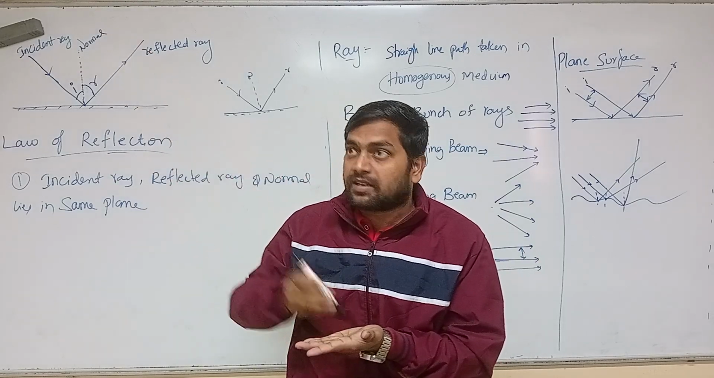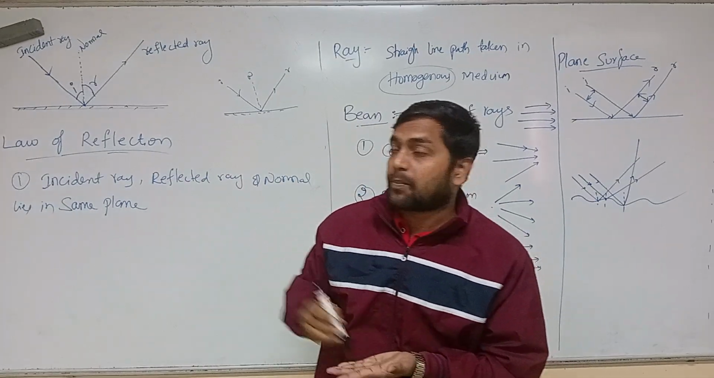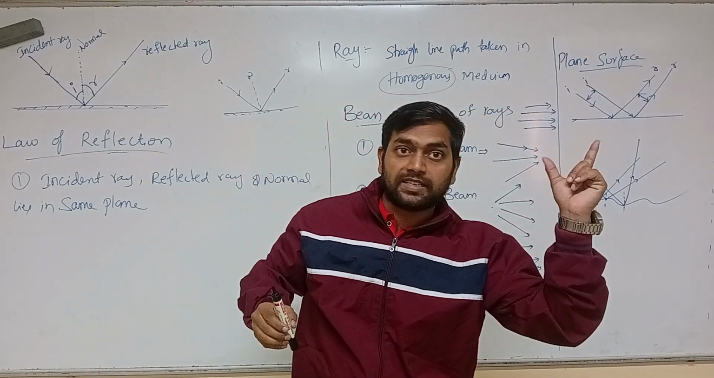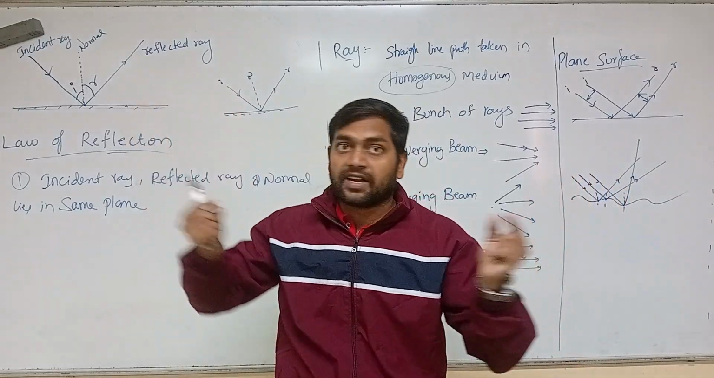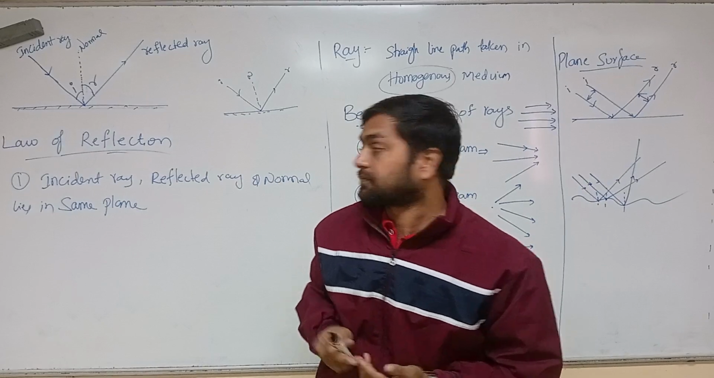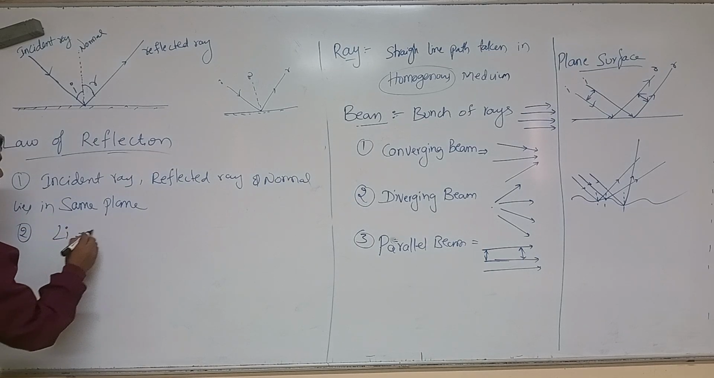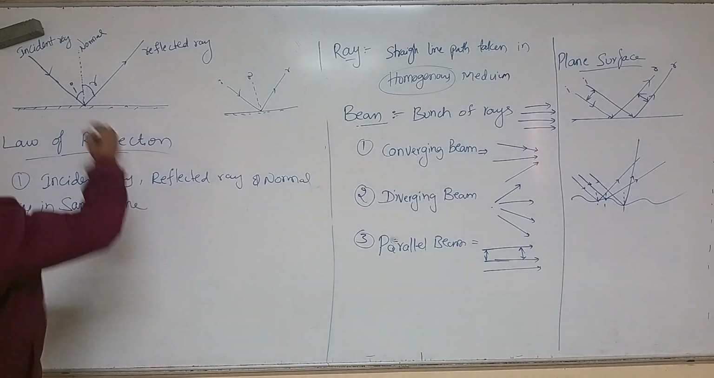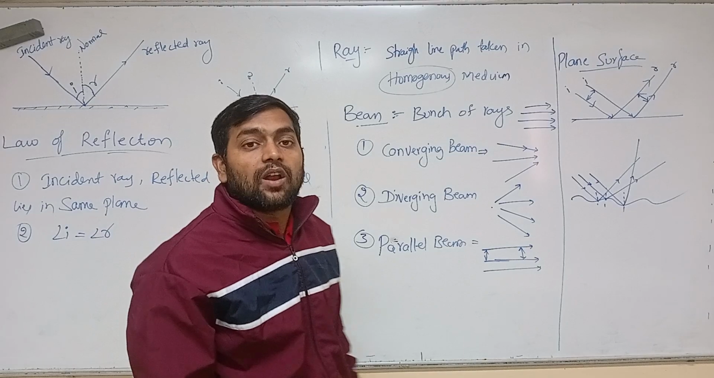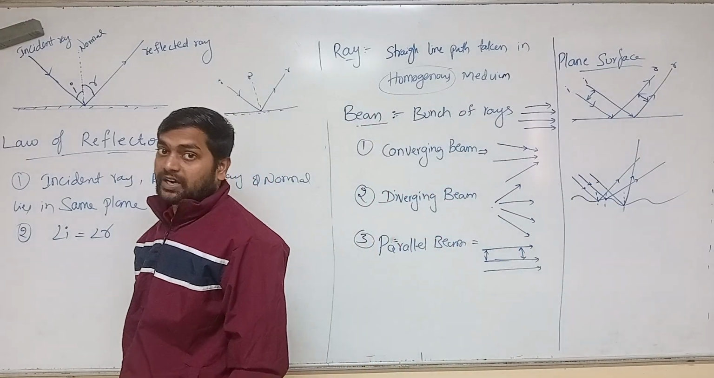So it is coming like this. It is coming in this direction and it is not moving in this direction, right? So it will come here and move here. So this reflected ray, this incident ray and this normal, the three are to be in the same plane. And next, the angle of incidence is equal to the angle of reflection. This is in the laws of reflection we have seen, right?